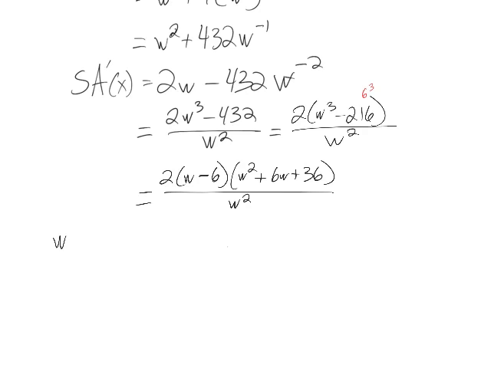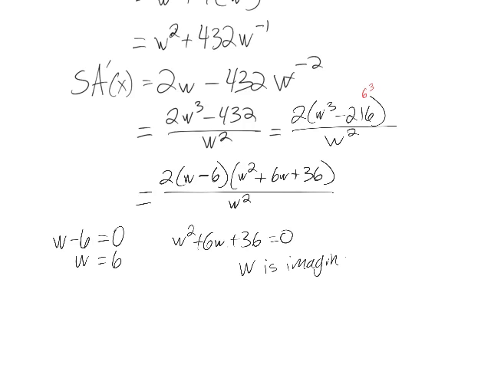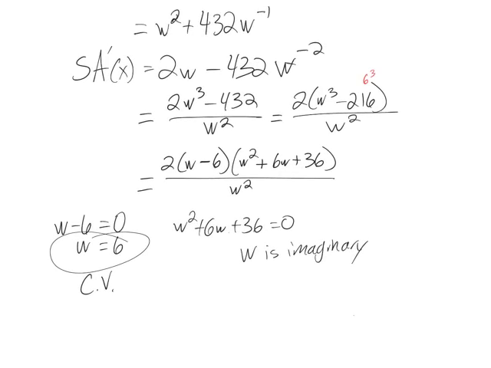And if you take that and set it equal to 0, it turns out that the W minus 6 is the only one that actually gives you anything, because if you set the trinomial equal to 0 and try to solve it by the quadratic formula, the solutions are imaginary. So we can't use them. We don't deal in imaginary numbers in calculus, so we can't use those. This is our critical value right there.